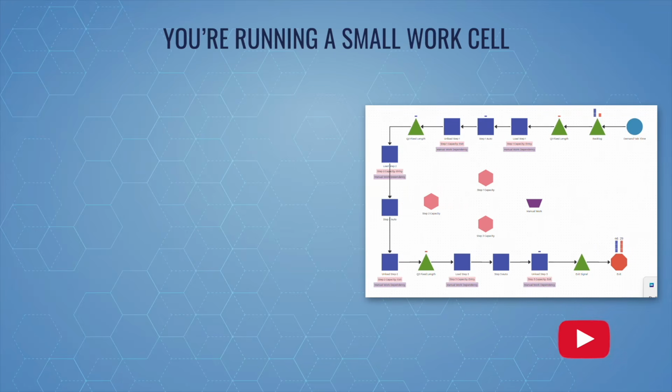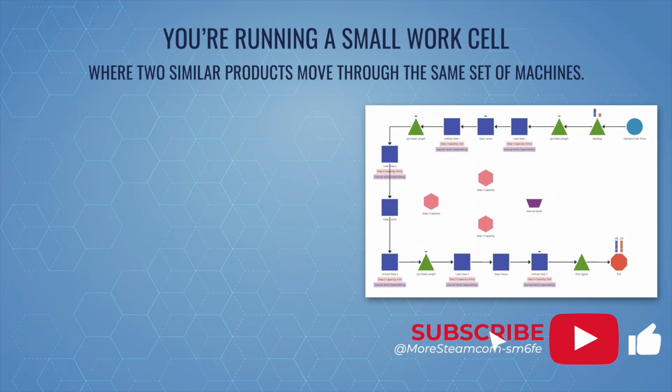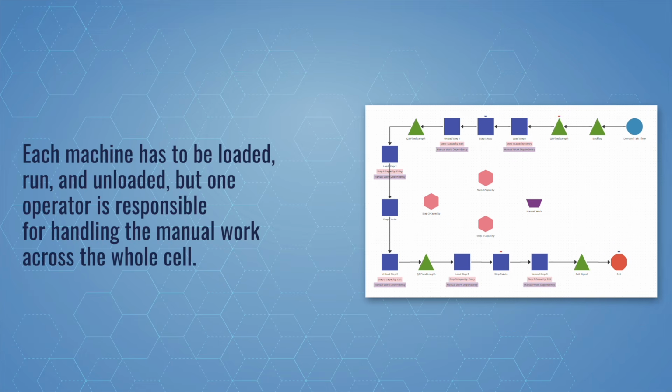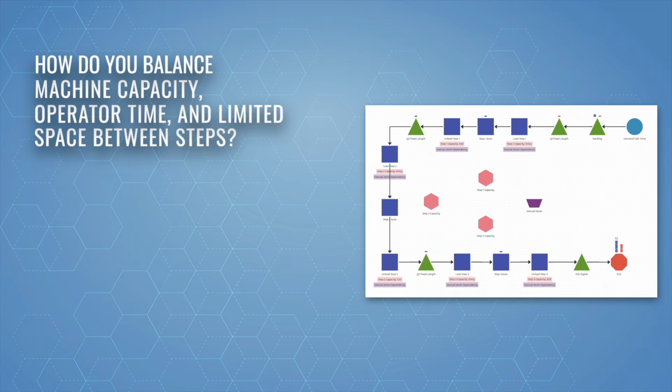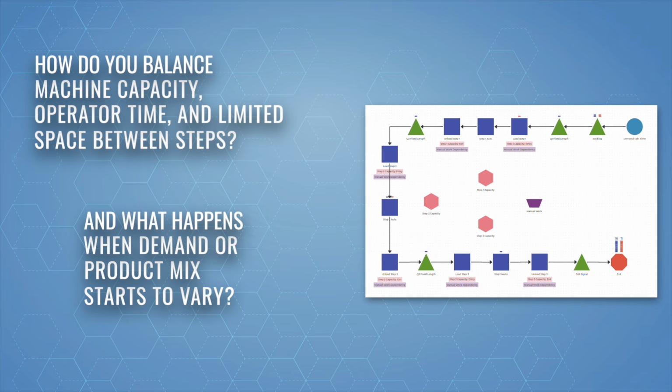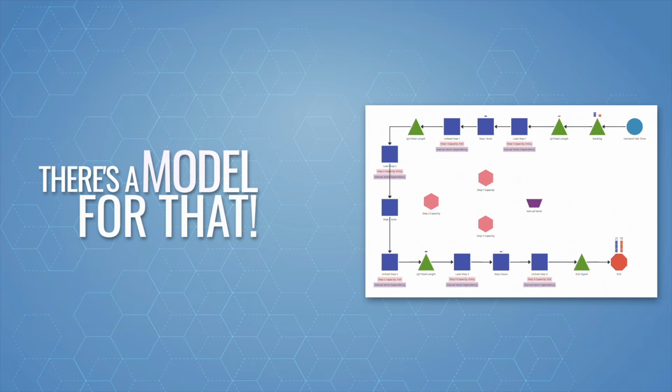You're running a small work cell where two similar products move through the same set of machines. Each machine has to be loaded, run, and unloaded, but one operator is responsible for handling the manual work across the whole cell. How do you balance machine capacity, operator time, and limited space between steps? And what happens when demand or product mix starts to vary? There's a model for that.